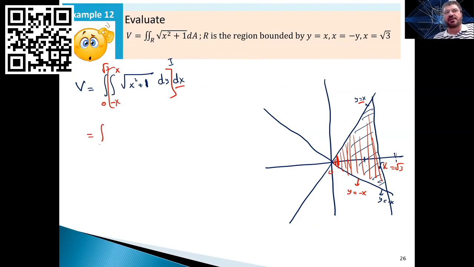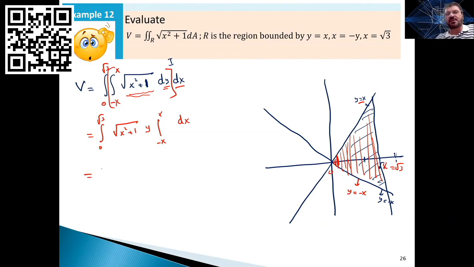So this is equal to the integration from 0 to root 3. Now, all of this is constant. I'm integrating with respect to y. So we keep it as square root of x squared plus 1. We don't touch it. And now, what's the integration of dy? It's y. That's it. From negative x to x. And then dx. Got it? I'm integrating with respect to y, so the square root is just a constant. Keep it out. Don't touch it. The integration of dy is y. Here it is. Now we plug x.